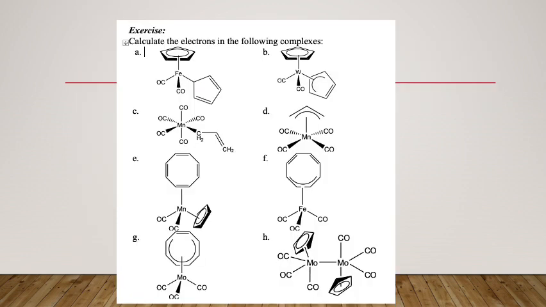Next is the exercise for you to do. They are A to H, so you need to calculate the electrons of the following complexes. This is for your attendance. You need to complete all of this exercise, and I will give you a link for you to submit only the answers of this exercise. Then we will discuss this later in the next lecture.